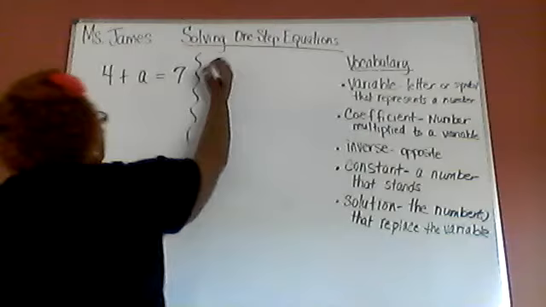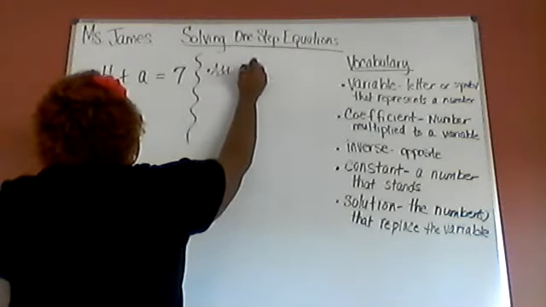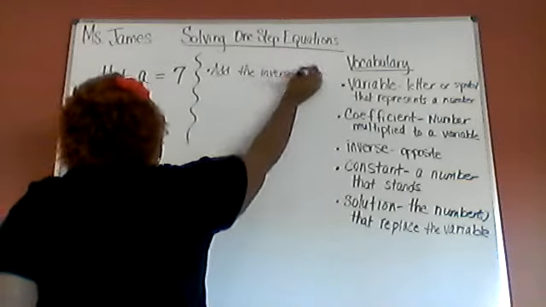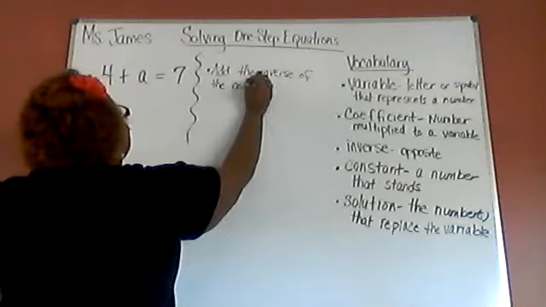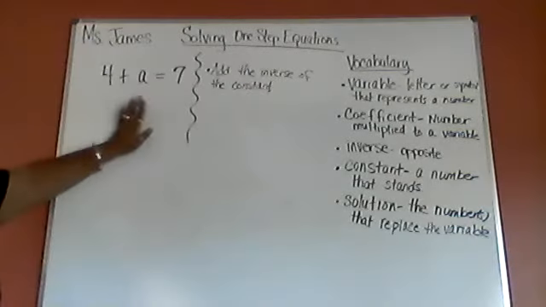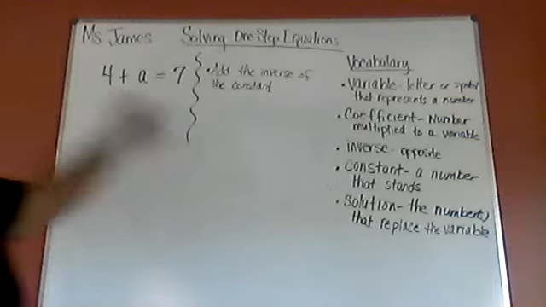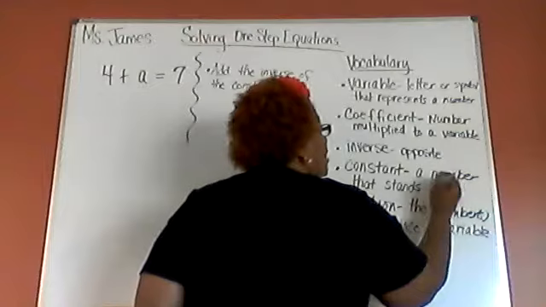So our first step is add the inverse of the constant. And what constant are we talking about? In this situation, we have two constants in this problem. We have the 4 as a constant, because remember, a constant is the number that stands alone. And I made a mistake here.